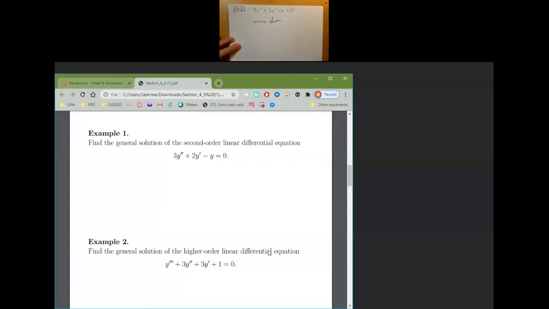And that is what here? So it's 3m squared plus 2m minus 1. Minus 1, yes.